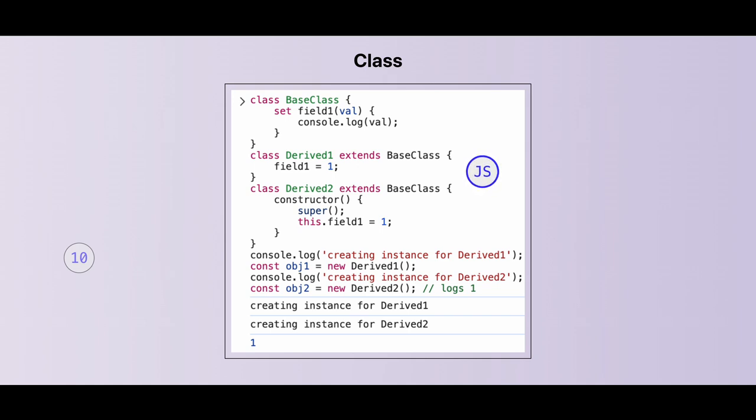Here, when the Derived1 class is instantiated, the setter method for field1 is not invoked. But when the Derived2 class is instantiated, the setter for field1 is invoked. Can you explain static fields, methods, and blocks?